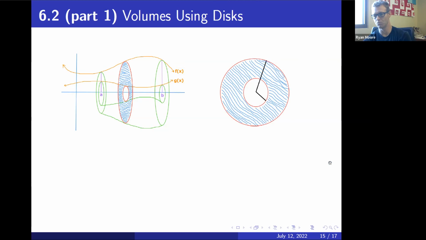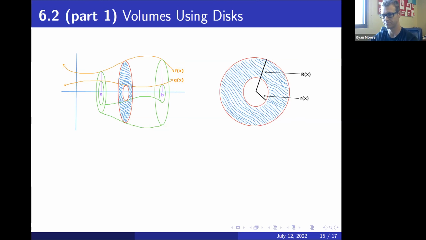So we draw a radius to the very outside edge and then to the inner edge. We'll give these two different names. We'll call the outer radius capital R of X, and we'll call the inner radius lowercase or little r of X. So what is that cross-sectional area, that blue area? Well, here A of X, we're going to take the area of the big circle and subtract the area of the little circle. So that would be pi capital R of X squared minus pi little r of X squared.